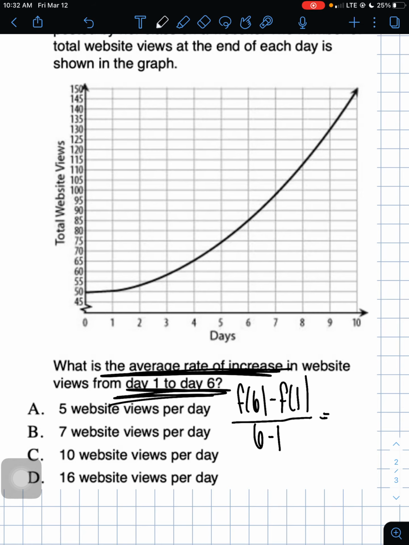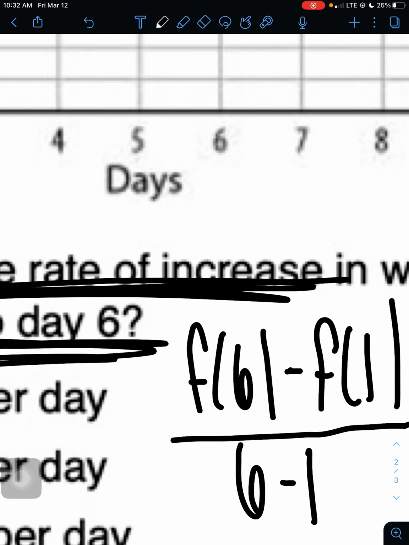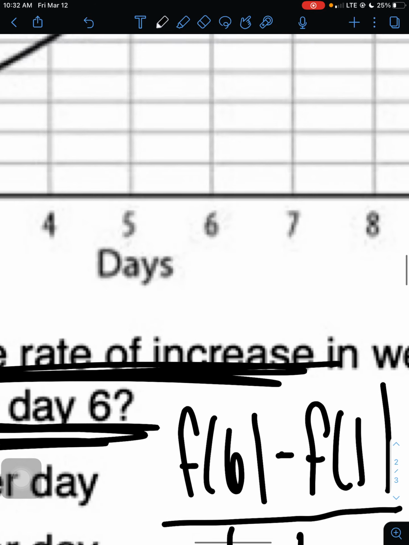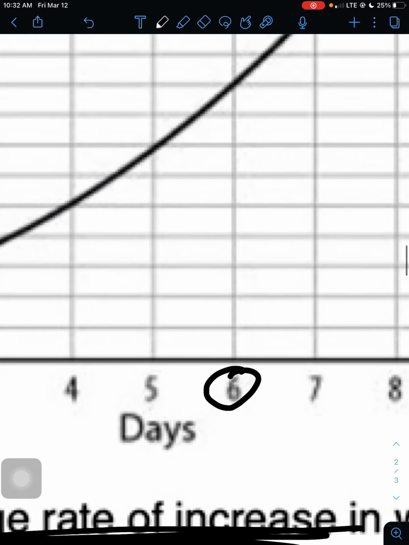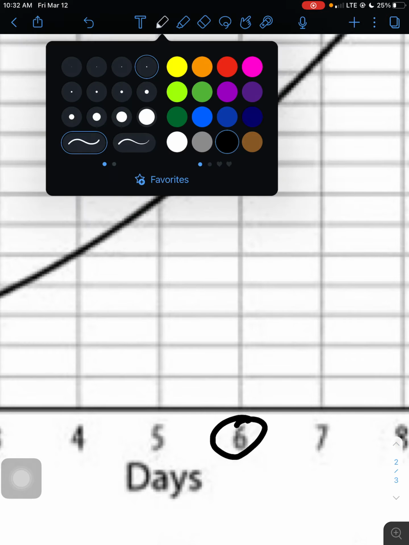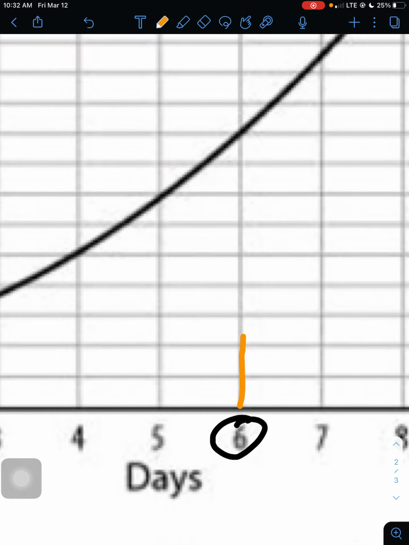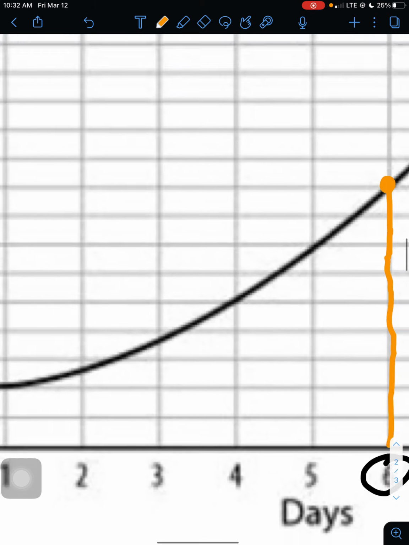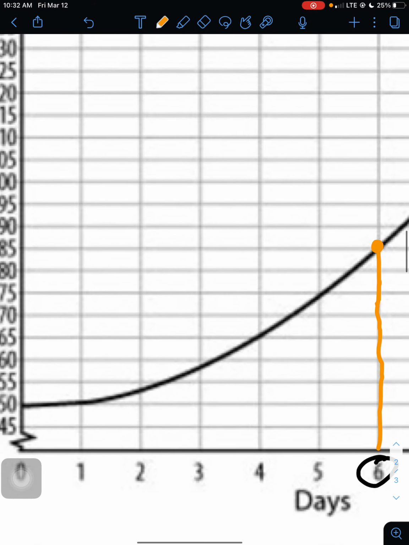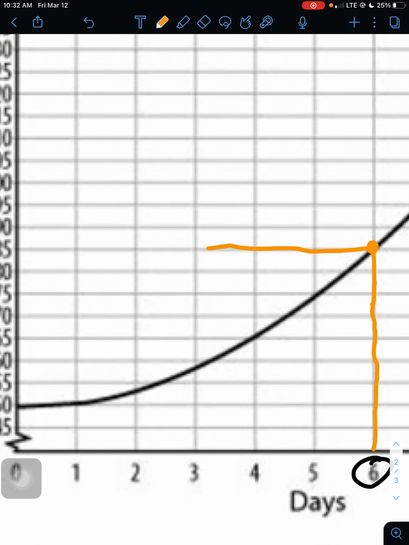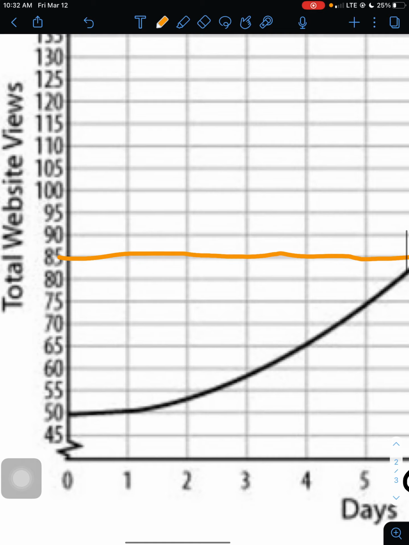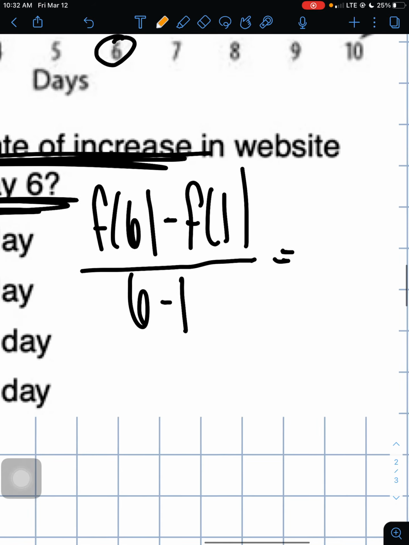Now, I need to figure out what is f of 6. So I know at first we were using that table, but on our graph, what we're going to do is look for that x value of 6. Then we're going to go up and see what that y value is. So I'm right here, and then let me see what this corresponds to on that y-axis. 85. So that's what I'm writing there, 85.